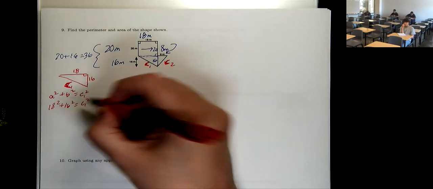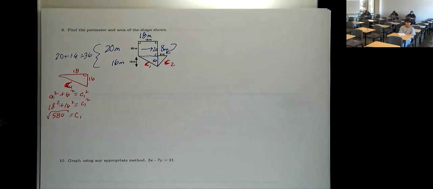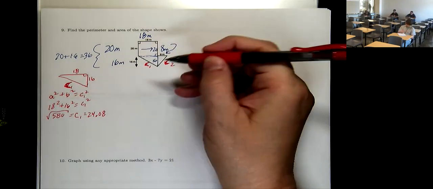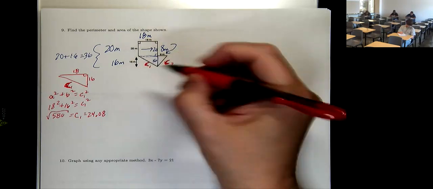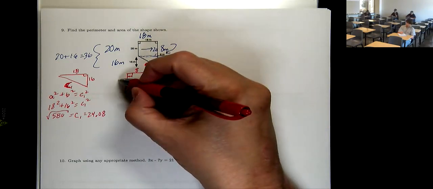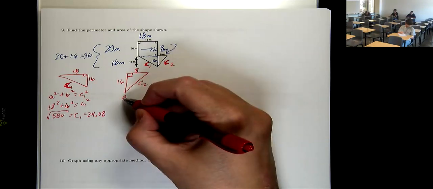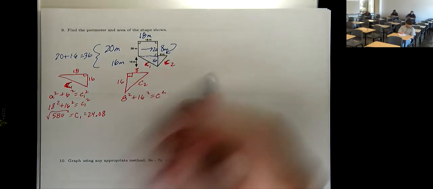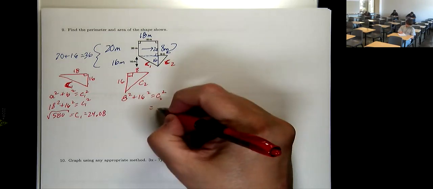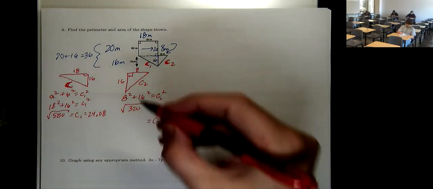So C1 squared, so C1 is the square root of 580, which is 24.08. We'll do the C2 as well. I have 8 right there and 16 right here. So again, A squared plus B squared equals C squared. C squared is this one, so I just need the other two squared. So what is that? C2 is the square root of 320. And that's 17.89.